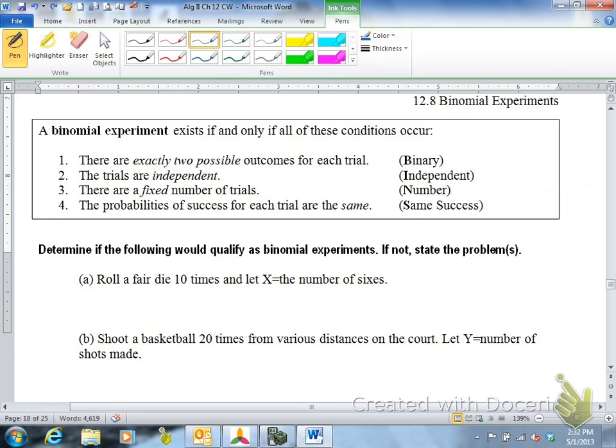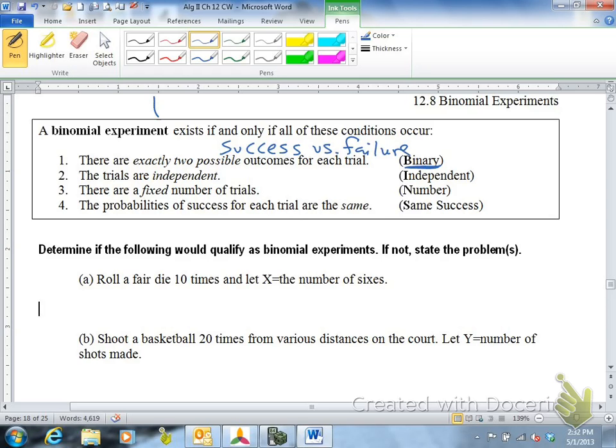A binomial experiment exists if these conditions occur. First, there have to be exactly two possible outcomes for each trial. So we call that binary. Binary means there are two possibilities. We usually talk in terms of success versus failure.